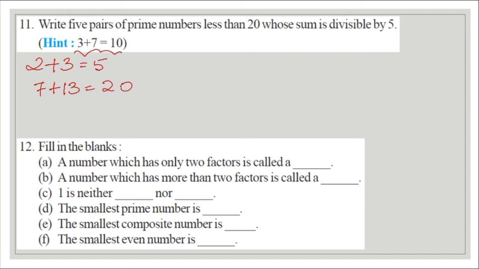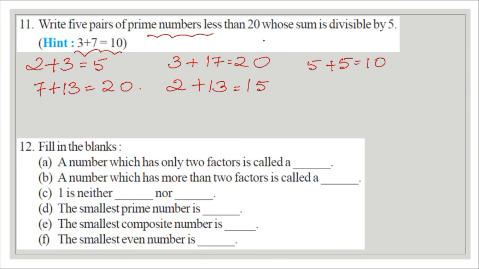If you have the combination, we will get 20, but in the question they have asked less than 20. We have to make a correction here. It should be less than or equal to 20. If you have the combination of 3 and 17, we get the sum as 20. And if you have the combination of 2 plus 13, we get 15. The 15 is divisible by 5. 5 plus 5 is 10. 5 and 5, they are the prime numbers. So we'll make a correction in the question. It should be less than or equal to 20.